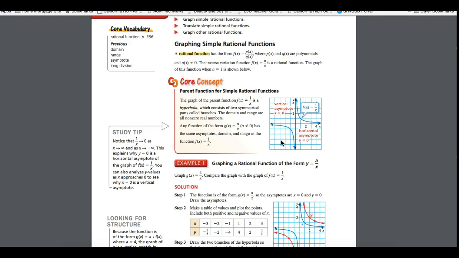So what this means is this is our graph for 1 over x, but any function in the form of a over x, where a doesn't equal 0, is going to have the same asymptotes, the same domain, and the same range. So same domain, same range, asymptotes. Your asymptotes are at x equals 0, y equals 0. Domain is all non-zero values, and your range is all non-zero values.